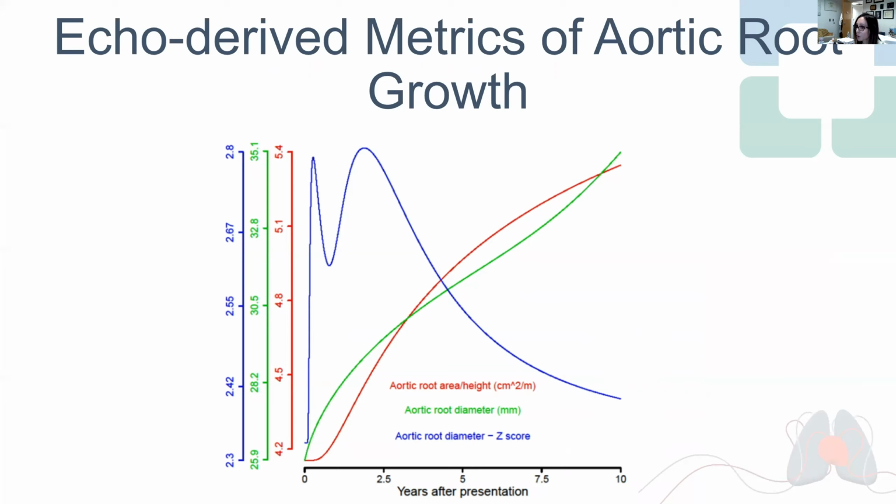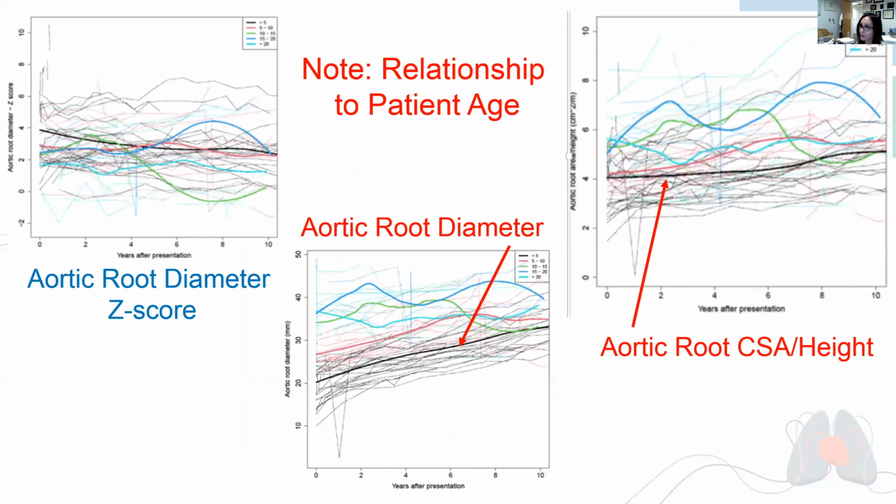As you note, both the CSA over height index as well as the raw diameter tracked quite nicely with age and were quite sensitive to the growing pediatric patient population. The Z-score, which ranged from 2.3 to 2.8, did not track as well with the years of presentation. So over time, the Z-score did not correlate as well with raw diameters as did the CSA over height index.